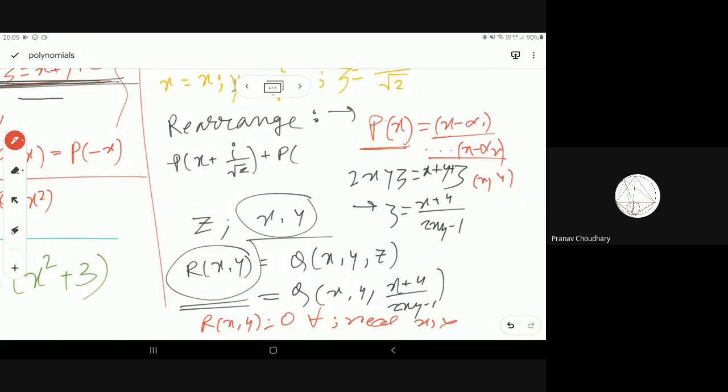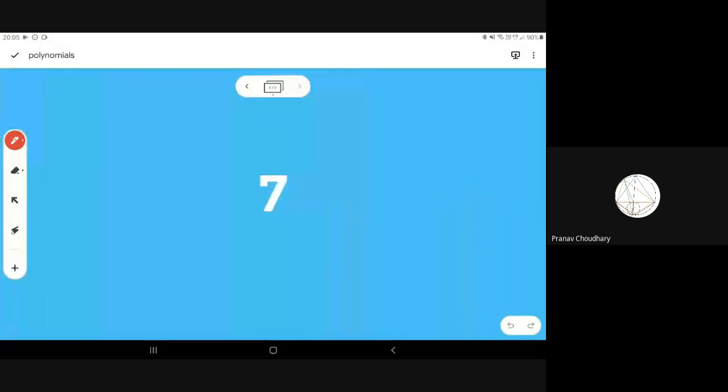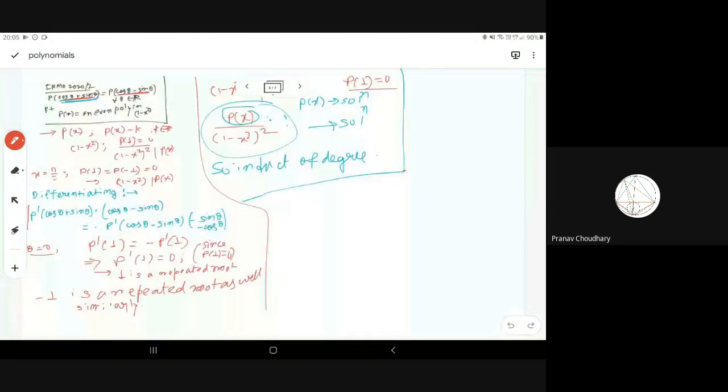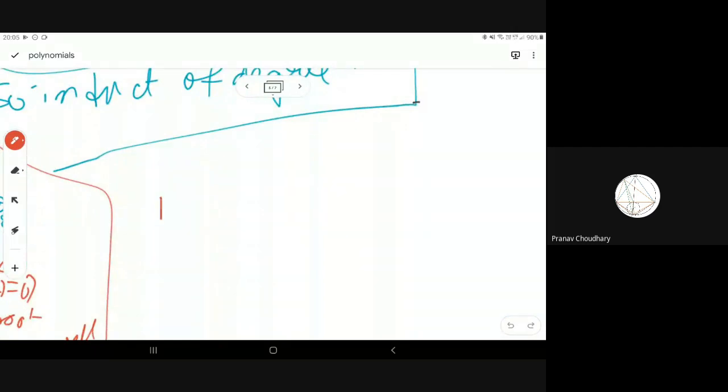Yes. Okay, just do it on the next page. Yeah, this was free. So if you just plug in x equals i by root 2 and y equals i minus 1 by root 2.